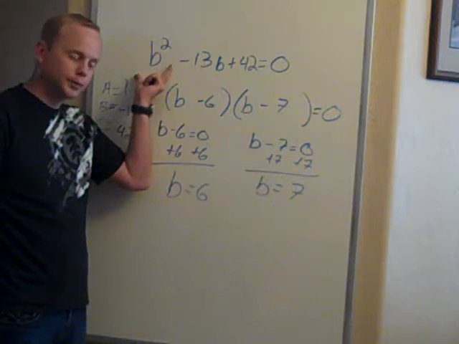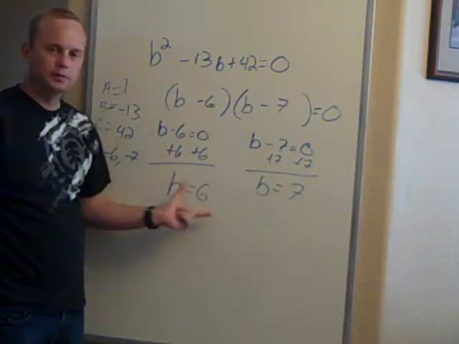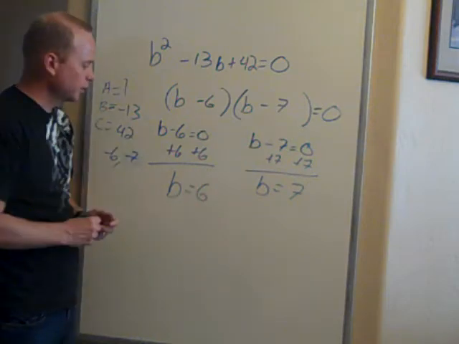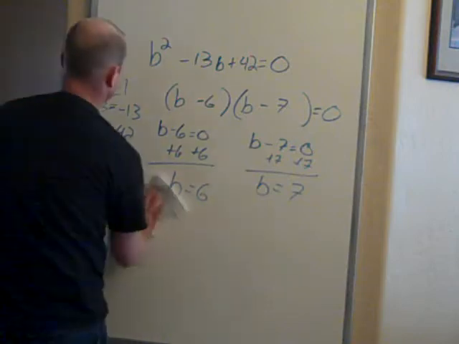Instead of using the quadratic formula, I decided to factor these because it's an easy one to factor. And then I said both of them equal to 0, and I just solved it. So your answer is b equals 6 and b equals 7. And I'll do one more.